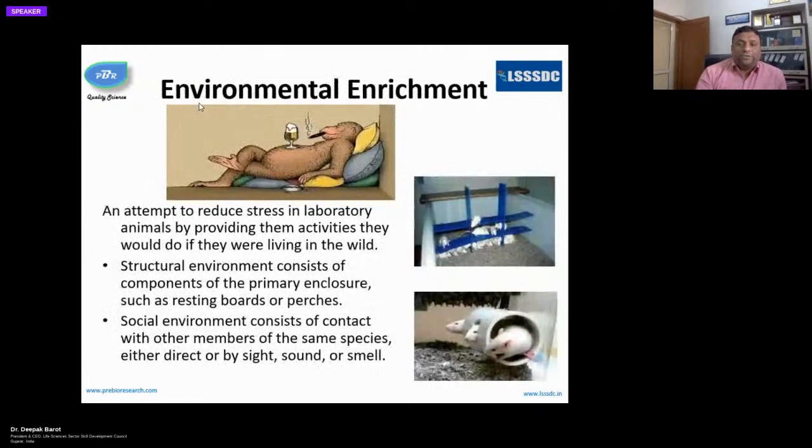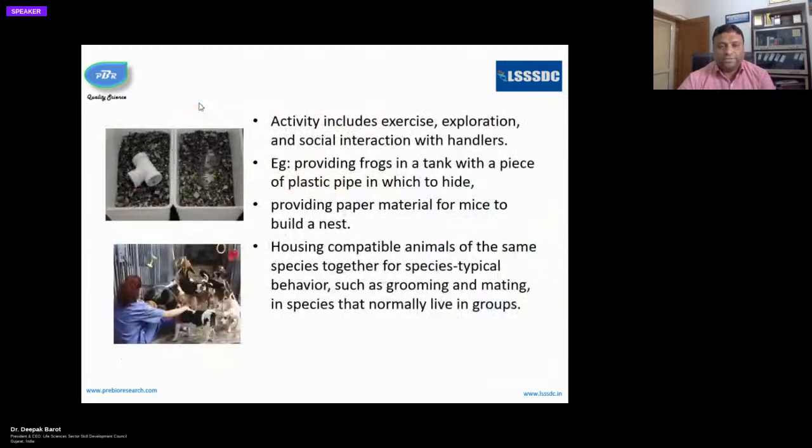We have discussed environmental enrichment. Wherever possible, please provide ample enrichment in order to reduce stress, like tunnels and stairs. These are a few basic things which can be provided so that the laboratory animal feels more relaxed and shows more natural behavior. And activity, if possible, like exercise, exploration, social interaction. So always keep them in groups of 2 to 3 at bare minimum so that they can socialize.